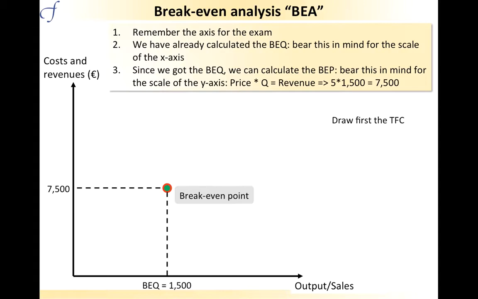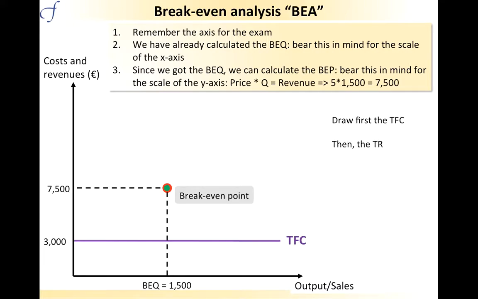So, first, you should be drawing, or my students usually find it easiest to draw, the total fixed cost. Because total fixed costs do not change with the level of output, they're always constant. In our case, we calculated our fixed cost as being equal to 3,000, and since they do not change with the level of output, that means that they're always constant. Therefore, you can draw the total fixed cost as a straight line, always.